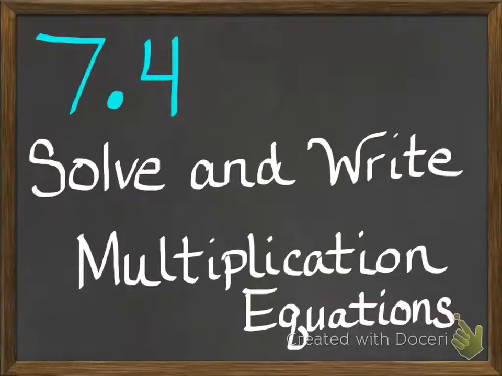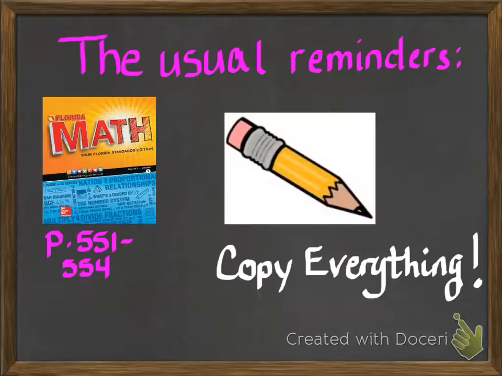Welcome back. This is Chapter 7, Lesson 4, on how to solve and write multiplication equations. The usual reminders here: you need your math book out and open to page 551 through 554, and you need a pencil so that you can copy everything down. And you need to work all the examples out as well.